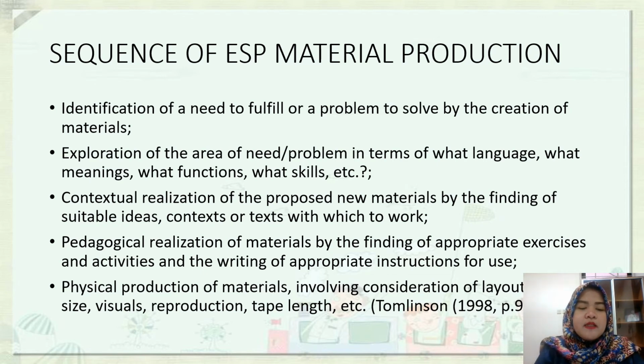And then Tomlinson summarized the process of materials writing in the following five-step sequence. First, identification of a need to fulfill or a problem to solve by creation of material. Then exploration of the area of need or problem in terms of what language, what meaning, what function, what skill, and so on.